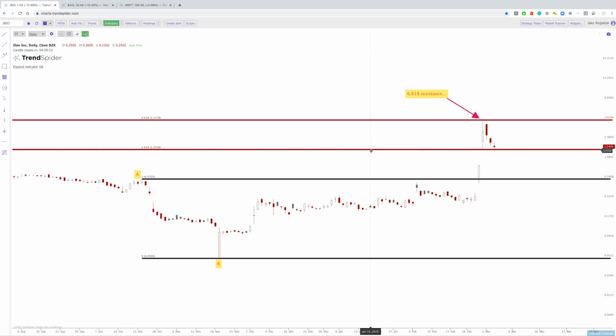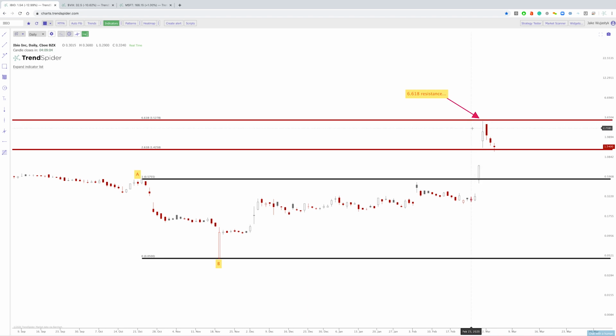You can see here that the price has really respected two important Fibonacci levels. It's respected the 6.618 extension, which is just a huge extension for price to respect, but at the same time, it happens all the time.